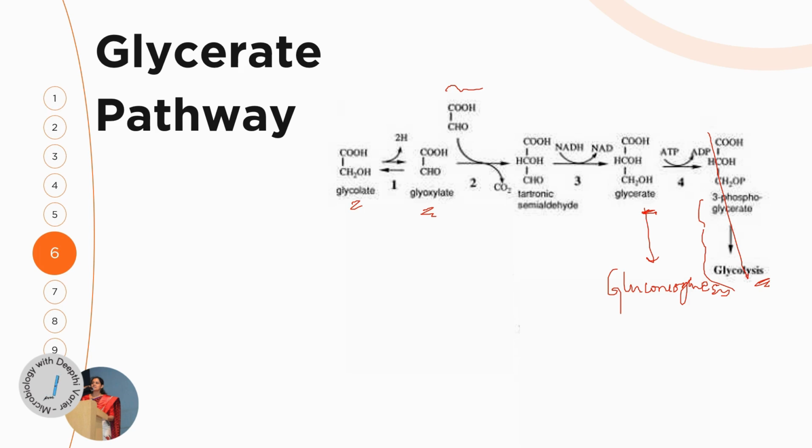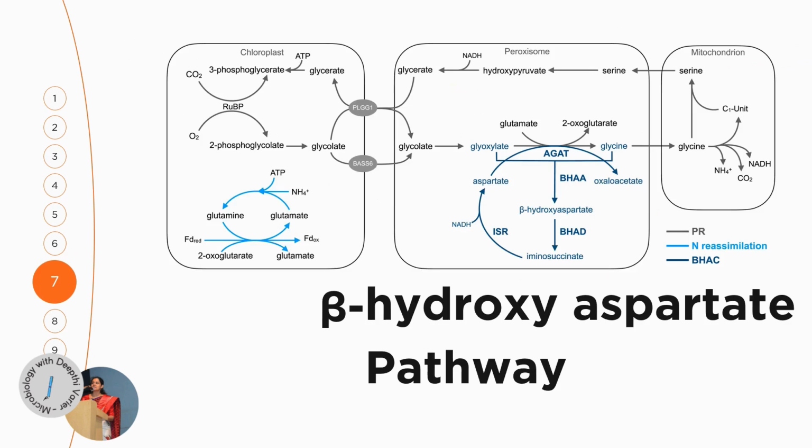So the glycerate pathway is where glyoxylate molecules combine to give us 2-phosphoglycerate and carbon dioxide. You need not remember the individual intermediates. You know what is being formed at the end. The third pathway that we have is the beta hydroxy aspartate pathway.